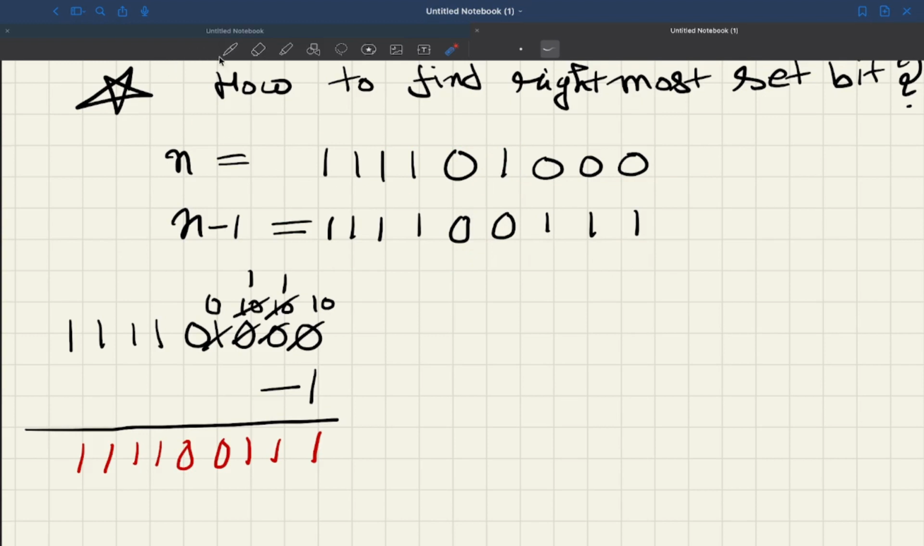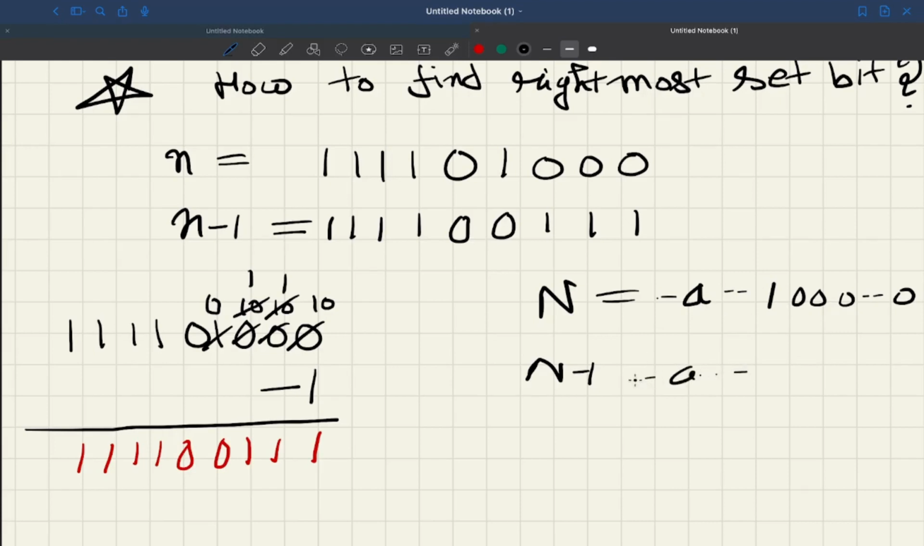So in general, if my number n is something like this, where a is some combination of bits, then I'll have the rightmost set bit 1, then I have some zeros. If I do n minus 1, all these bits which I'm denoting by a, which are before the rightmost set bit, will remain the same. This 1 will be complemented, it will become 0, and all the bits after this rightmost set bit will also get complemented, they will become 1 1 1, right?